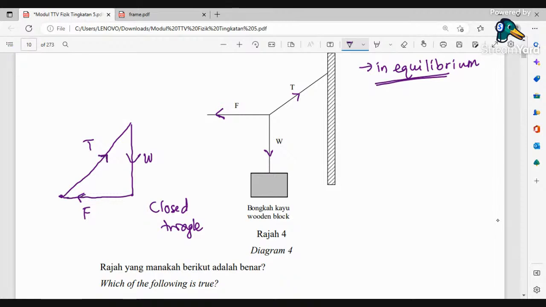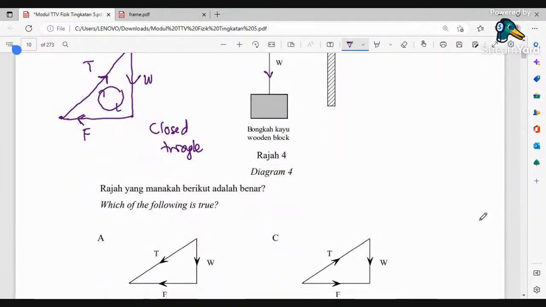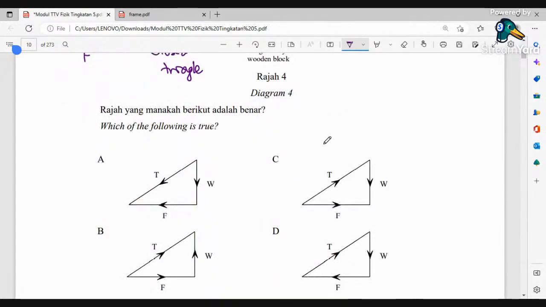How to check a closed triangle? Just check direction. The direction is like moving in one circle, like one turn. It means the forces follow each other. So this one will show forces in equilibrium. So look at the choices of answer. W, F, T.